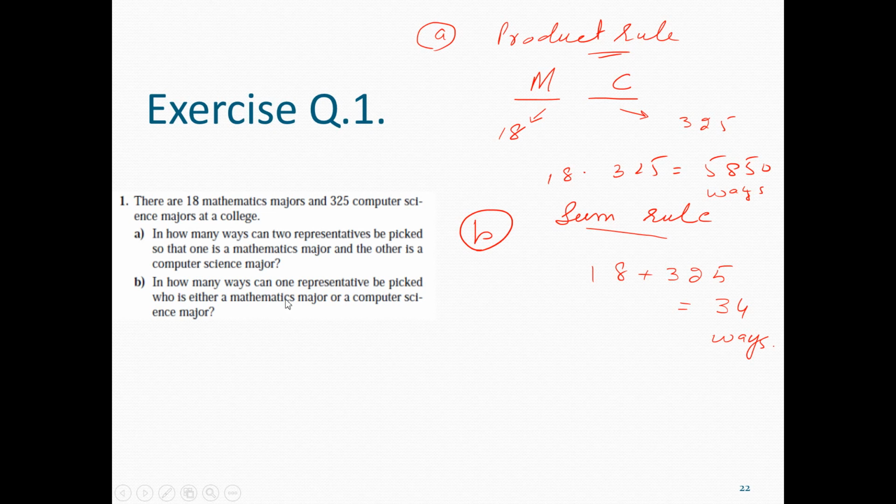And in how many ways can one representative be picked who is either a mathematics major or a computer science major? So this is the sum rule. 18 plus 325, that is 343 ways.